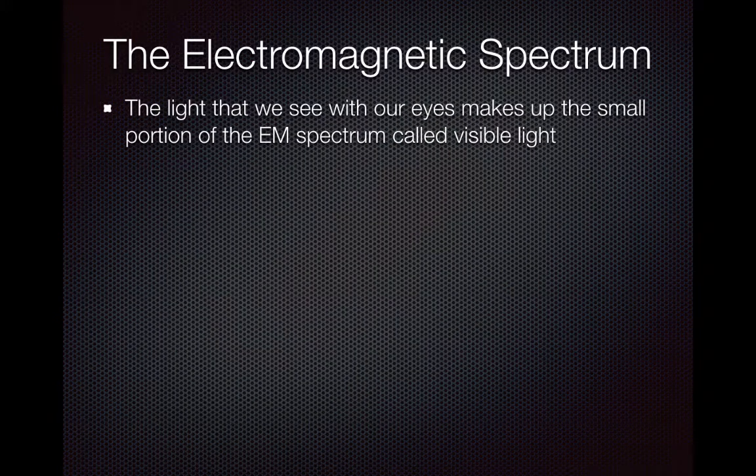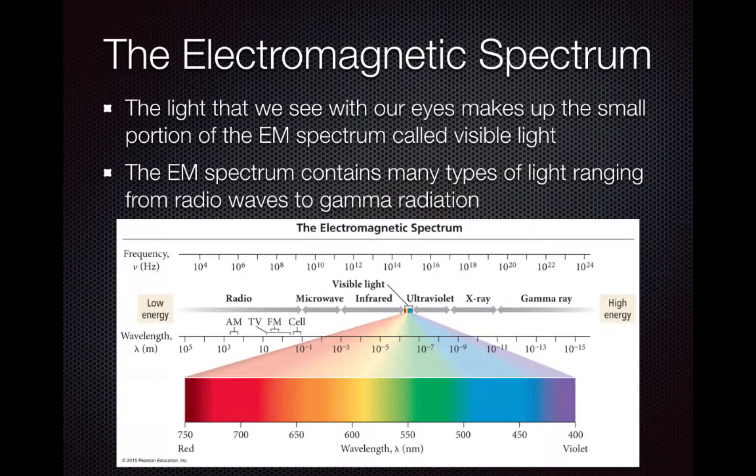Now, so far, all we've really been looking at as far as our light and what we generally think of as light is just a very small portion of the electromagnetic spectrum that we interact with as far as our eyes, and that's called visible light. Well, in fact, the electromagnetic spectrum contains lots of different types of light, ranging all the way from radio waves to gamma radiation.